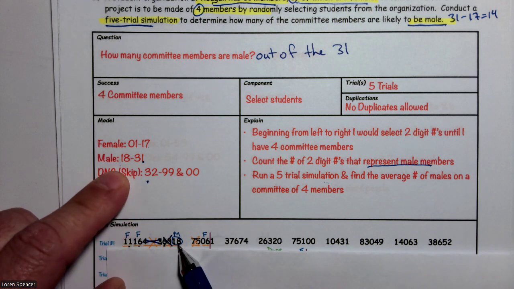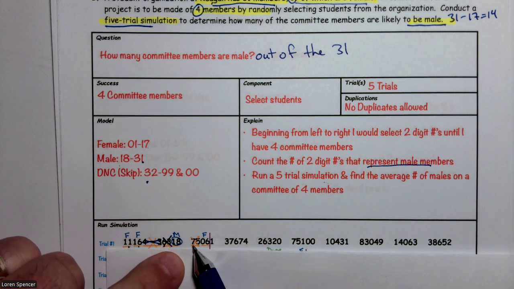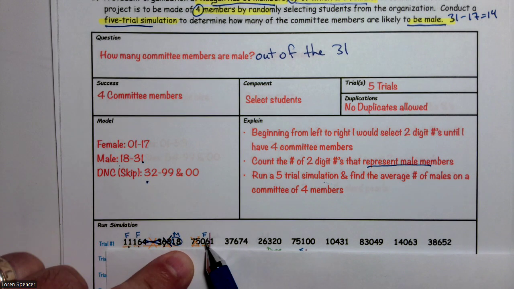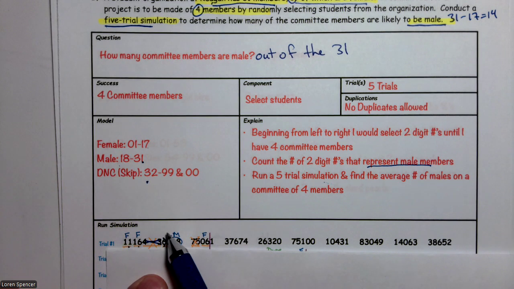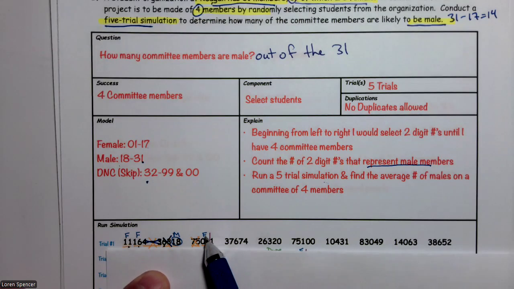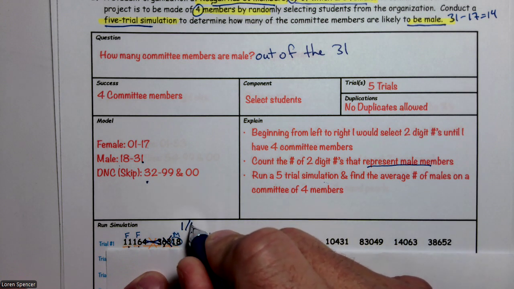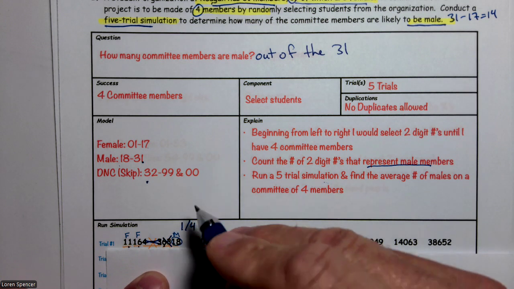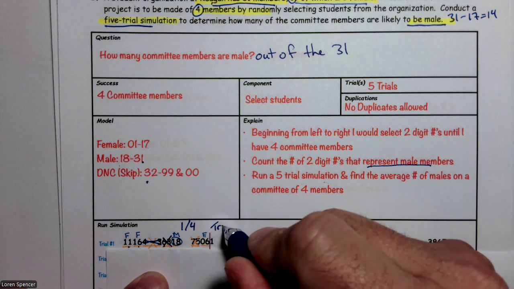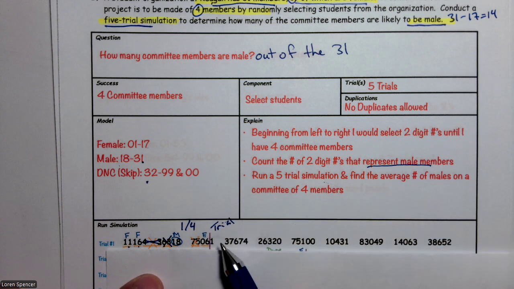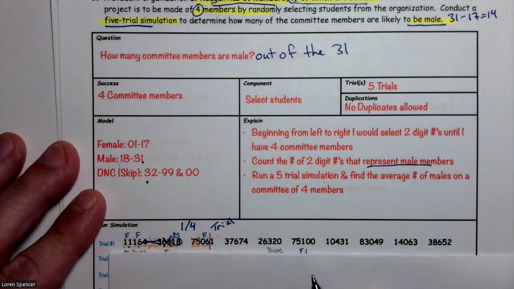Then we have 18. 18 is a male. 75 is a skip. 06 is a female. So we have 1, 2, 3, 4 committee members. And of those 4 committee members, 1 is male. So 1 out of 4. All right, and that ends our first trial because we now have our 4 committee members. All right, trial 2.